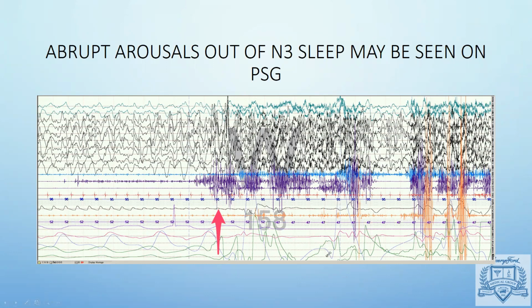And I don't see, yeah, you can see my cursor. And then these are your limb leads over here. So there's definitely muscle tone in this individual. You look at the first half of the polysomnogram. This is characteristic of stage N3, slow wave sleep.